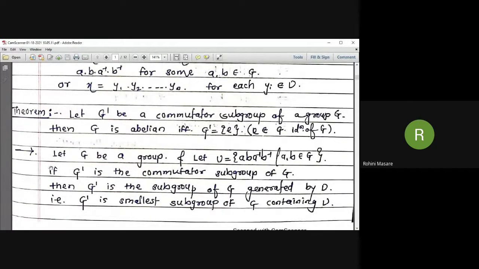Let's see the proof. Let G be a group and let U be the set of elements a b a inverse b inverse, where a, b belong to G. If G dash is the commutator subgroup of G, commutator is nothing but derived, both are the same, then G dash is the subgroup of G generated by U. Generated by U means that G dash is the smallest subgroup of G in which U is contained.